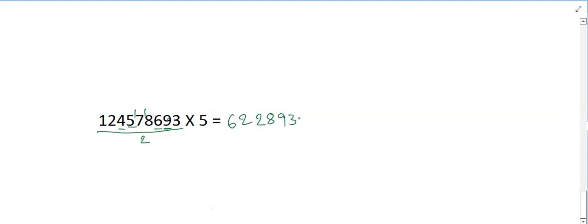So the answer is 4, with remainder 1. And 6, 2, 8, 9, 3, 4, 6, 5. Finally, the remainder is 1. That's why the last digit will be 5.